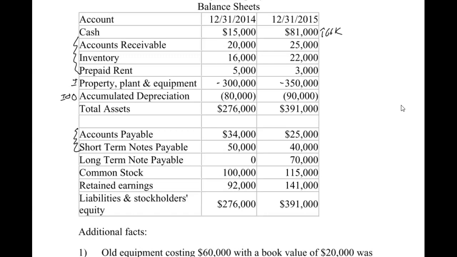Accumulated depreciation goes up for depreciation expense, but remember, if we sell a fixed asset, we take the accumulated depreciation off the books. So we're going to have to reconcile that account.